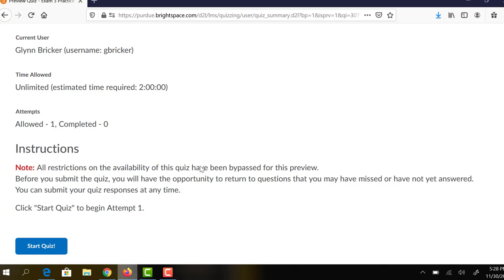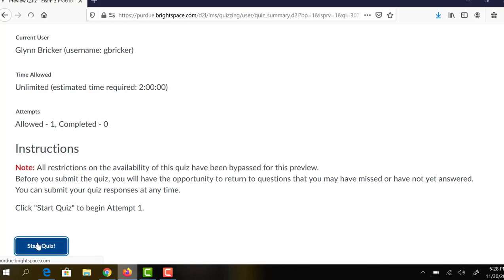All restrictions on the availability have been bypassed for this preview. That's because I'm looking at it. Before you start the quiz, and again it says quiz, but it's really Exam 3, you'll have an opportunity to return to questions you may have missed or not answered. You can submit your quiz responses at any time. So it's not the kind of quiz you can start, come back the next day and finish it or anything like that. It's only available to you from 5 to 7 p.m.